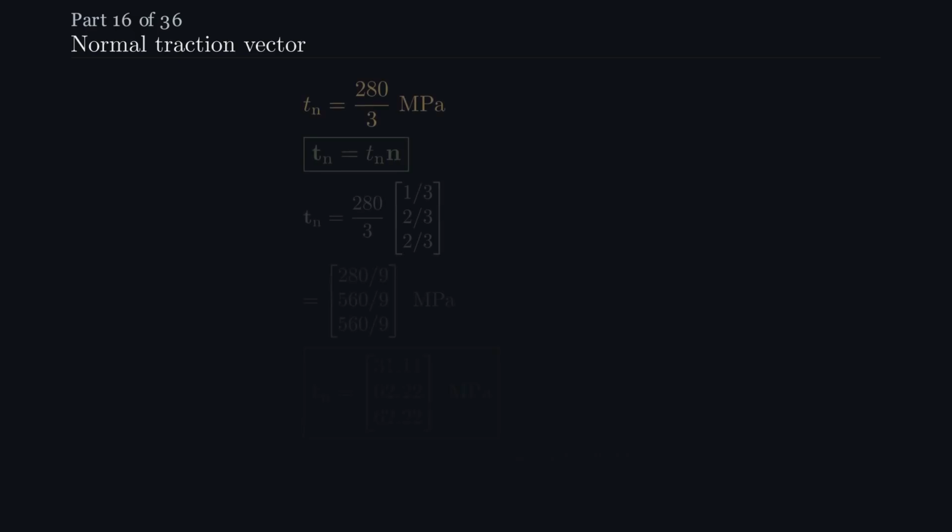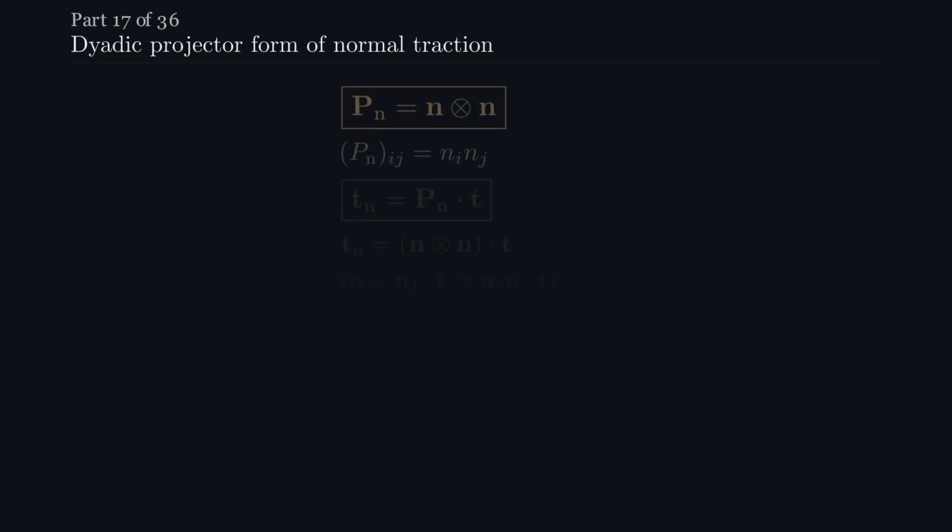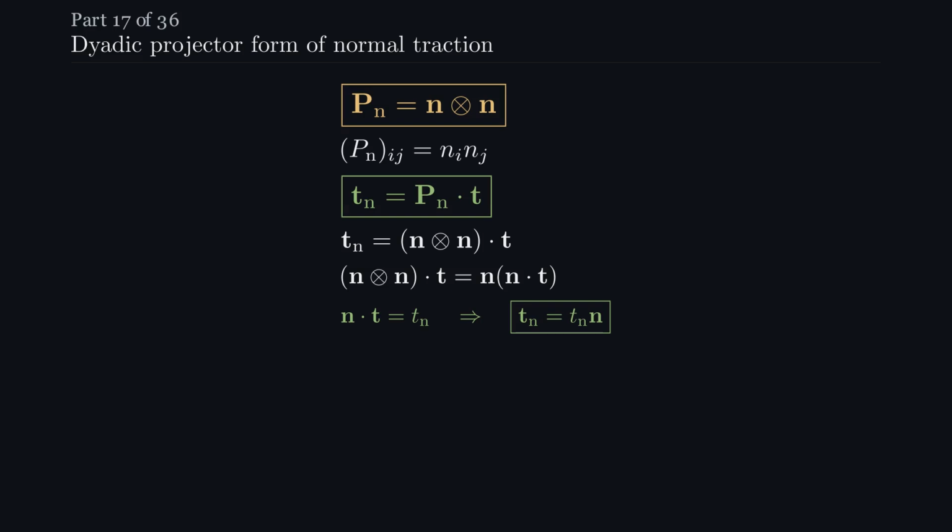The scalar normal stress is not the same object as the normal traction vector. The normal traction vector equals the scalar normal stress multiplied by the unit normal. Here the result is parallel to the normal vector. The dyadic product gives the normal projector, Pn equals n tensor n. Its components are ni nj. When this projector acts on traction, it extracts the normal traction vector. This matches the earlier formula: normal traction vector equals scalar normal stress times n.